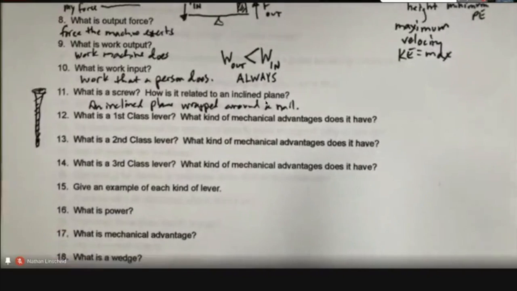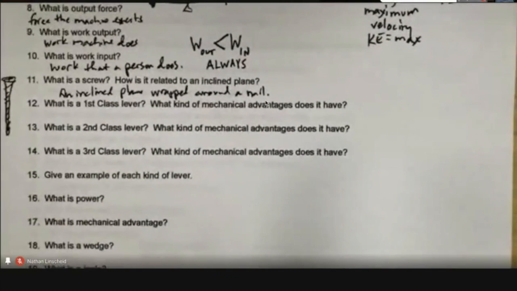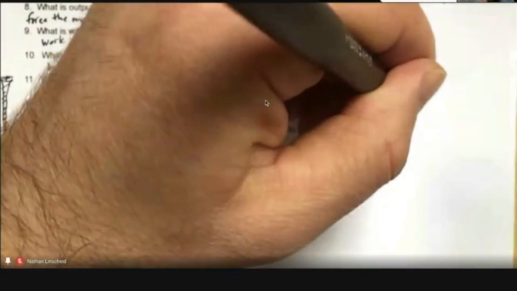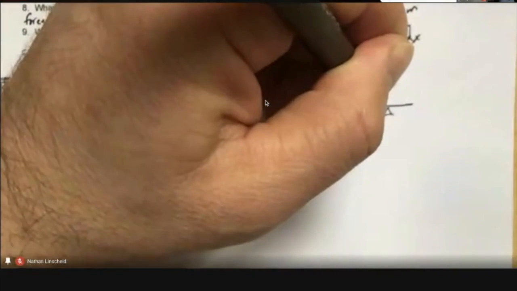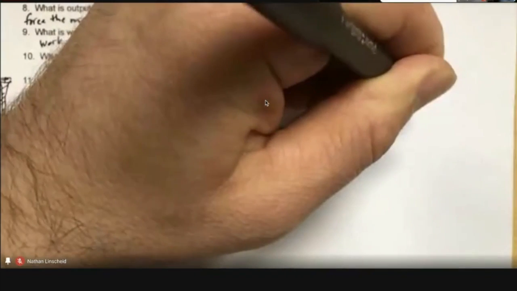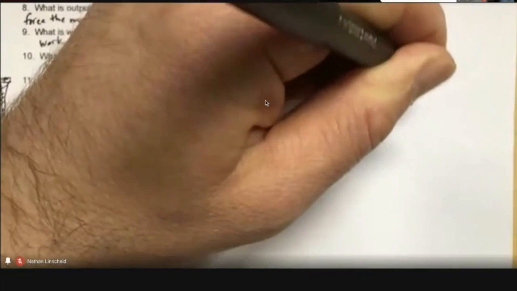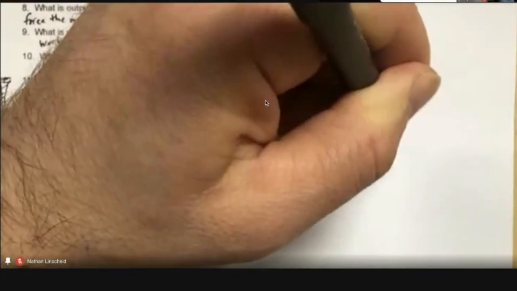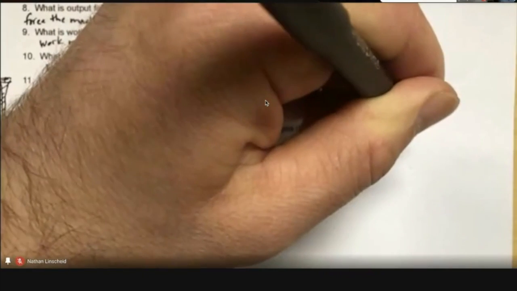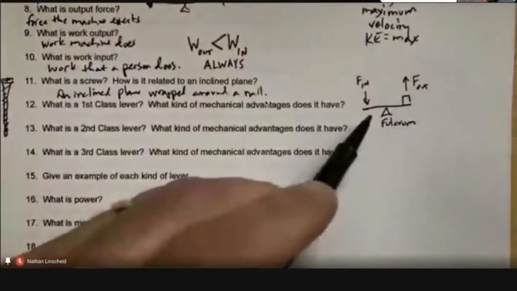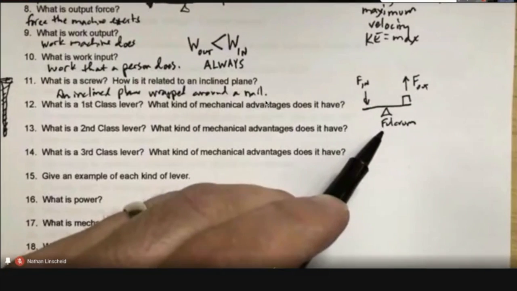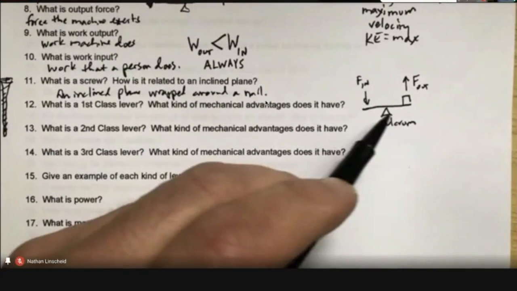All right, number 12. What is a first-class lever and what kind of mechanical advantage does it have? All right, or advantages. A first-class lever is one where you have your input force and your output force on opposite sides of the balance point known as the fulcrum. Okay, they're on opposite sides.